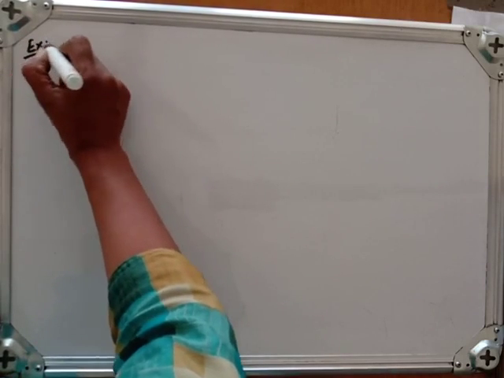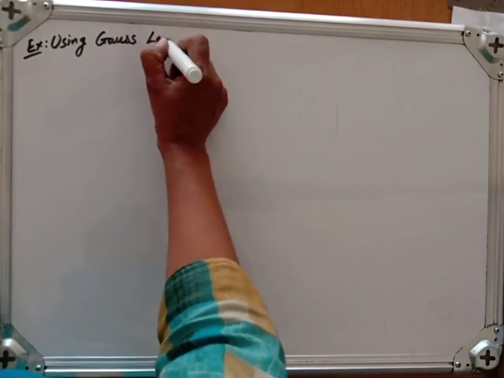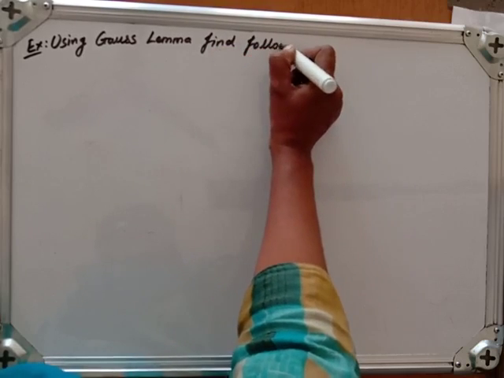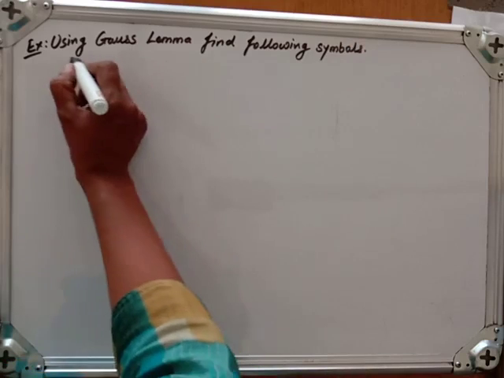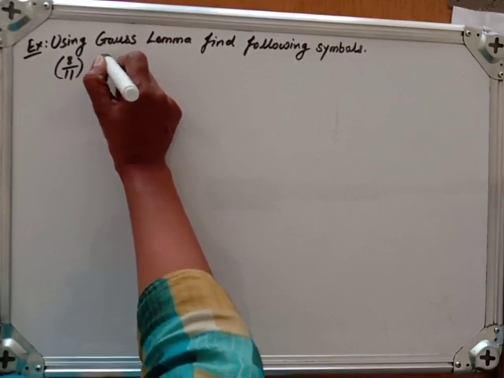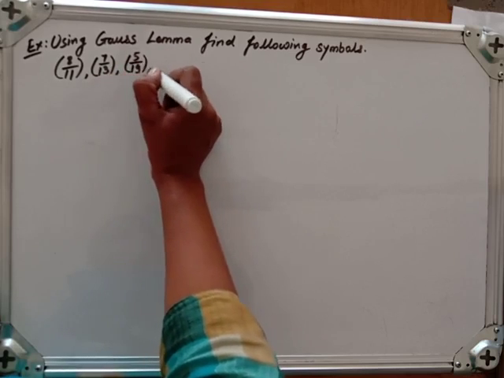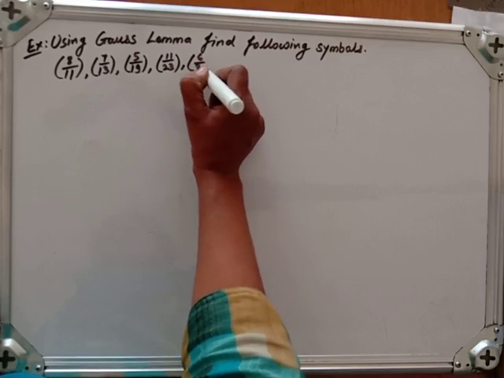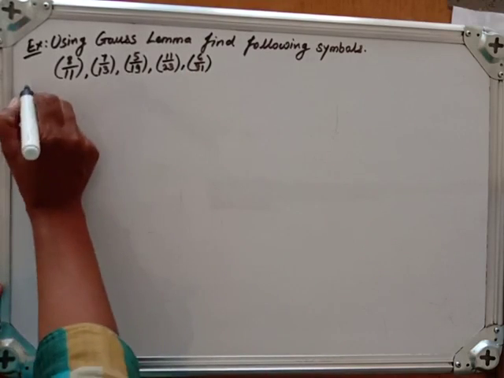Example: using Gauss lemma, find the following symbols. So what are they? Legendre symbol 8 by 11, Legendre symbol 7 by 13, Legendre symbol 5 by 19, Legendre symbol 11 by 23, and Legendre symbol 6 by 31. These we have to find. Fine. Now let me find them one by one.